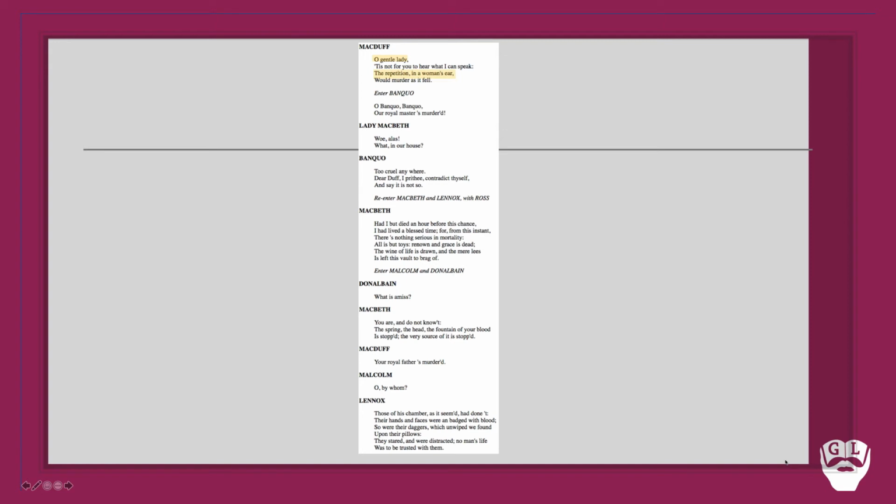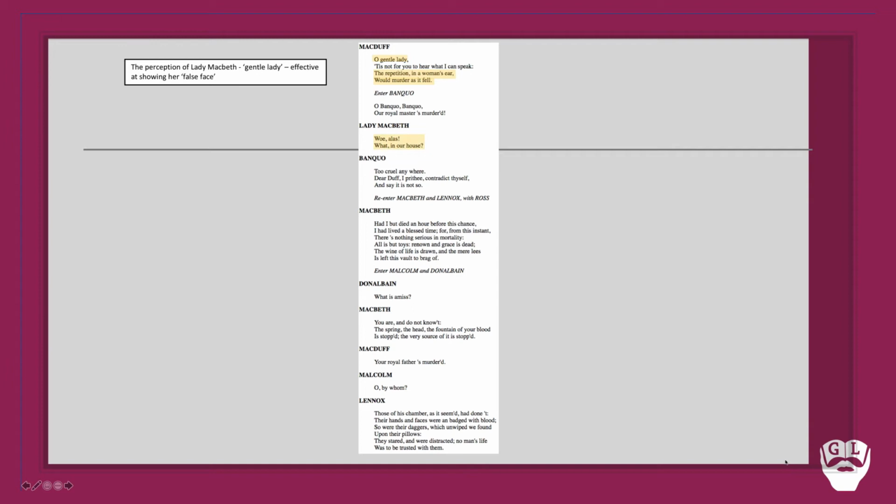The repetition in a woman's ear would murder as it fell. We see here that this perception of Lady Macbeth is extremely effective. In showing her false face, she has Macduff completely believing this. He's not the only character either. Gentle lady, showing how diminutive she's perceived by the male characters at this point.